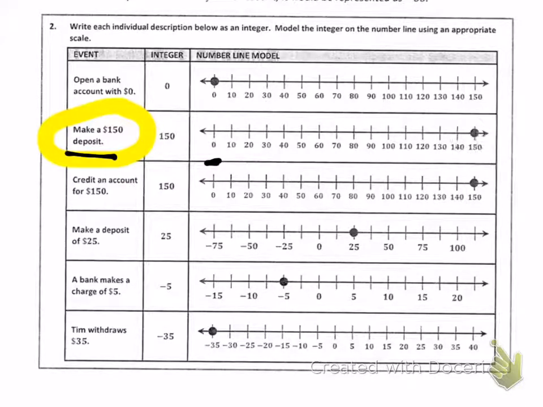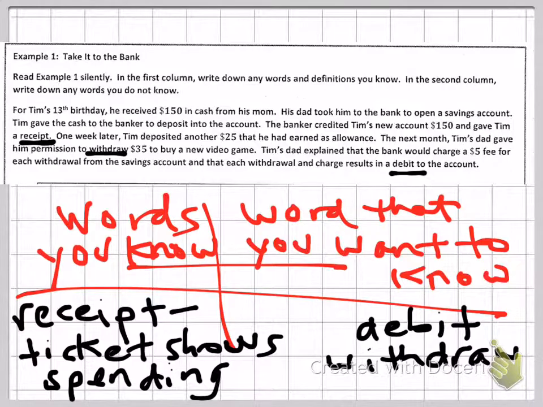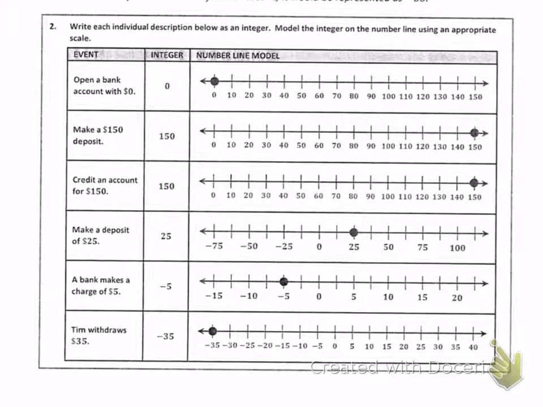Now the next thing that happens in the word problem, the banker credited Tim's new account. So credited means that he gave him a balance of 150 with the receipt. So on here it shows the credited account. So it shows that in his bank account he's got a positive $150.